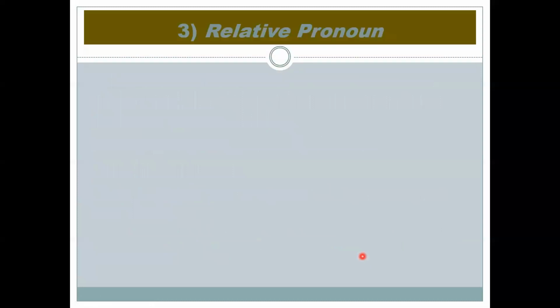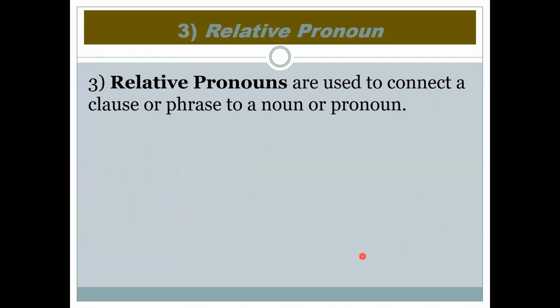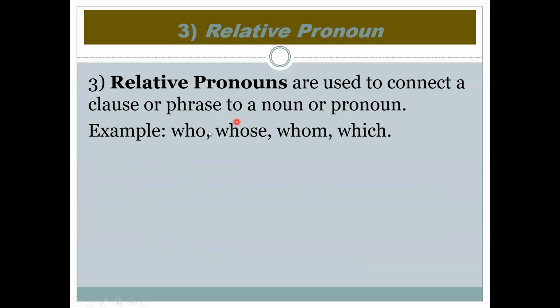Number three, dear students, relative pronoun. What is a relative pronoun? Relative pronouns are used to connect a clause or phrase to a noun or pronoun. Dear students, the relative pronouns are also known as joining words. They join two clauses, or a clause or phrase to words. In other words, these are the joining relative pronouns: who, whose, whom, which, like this.